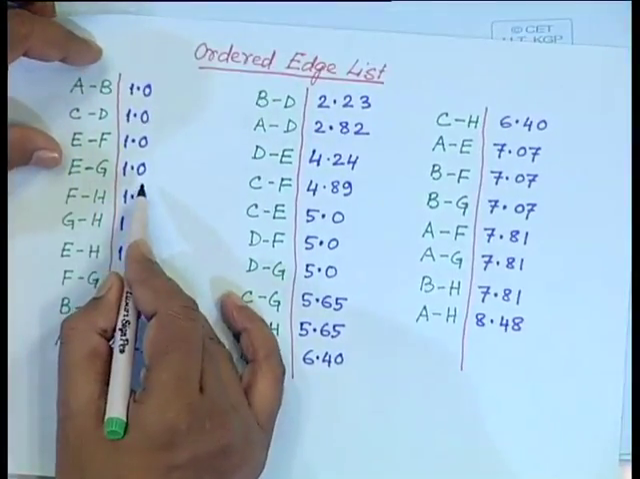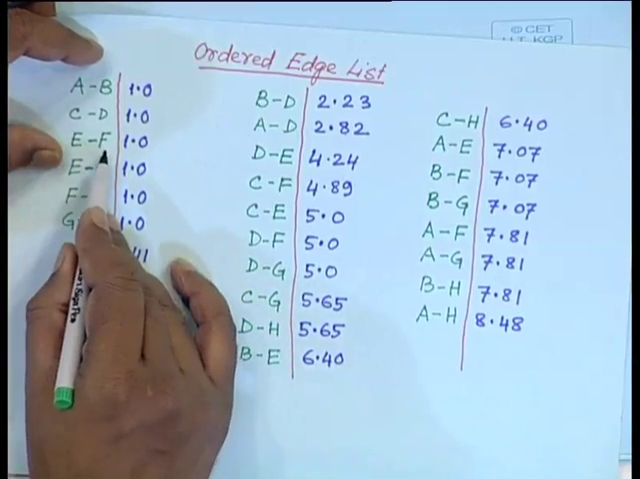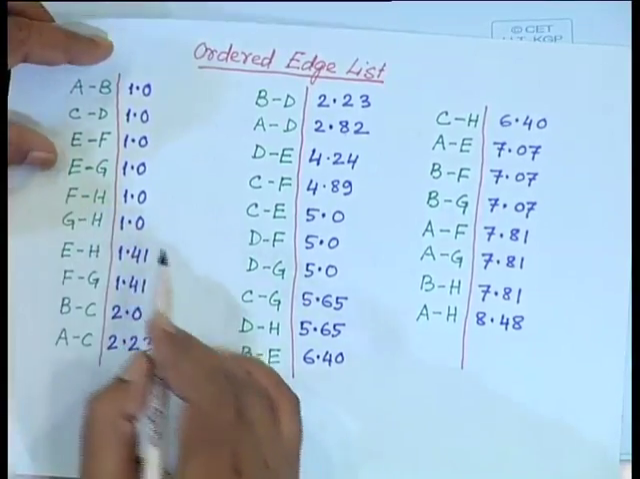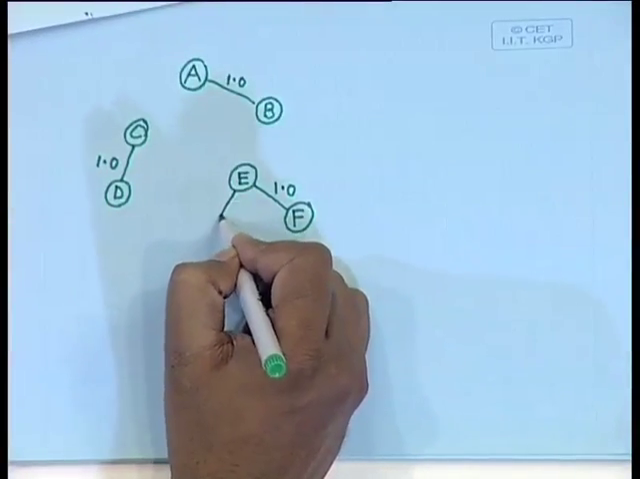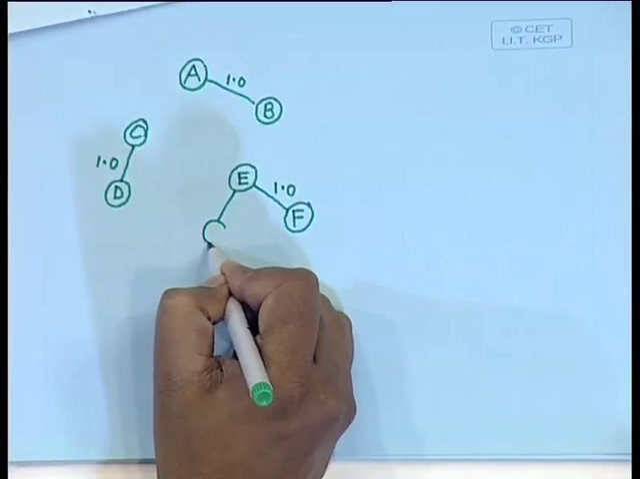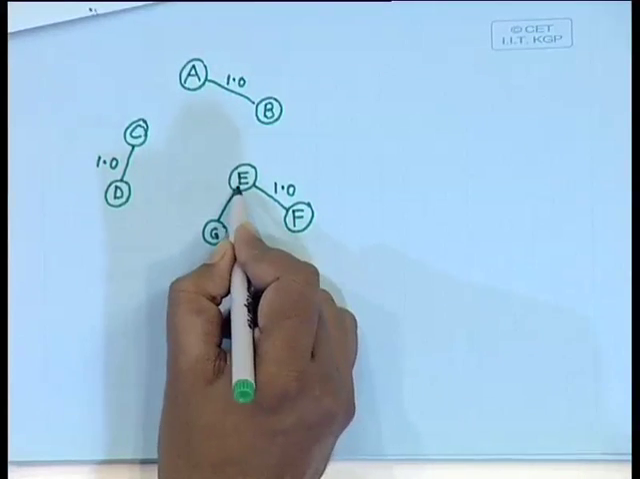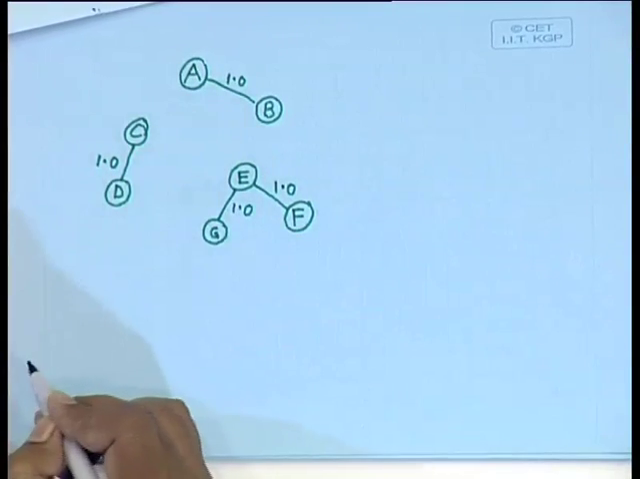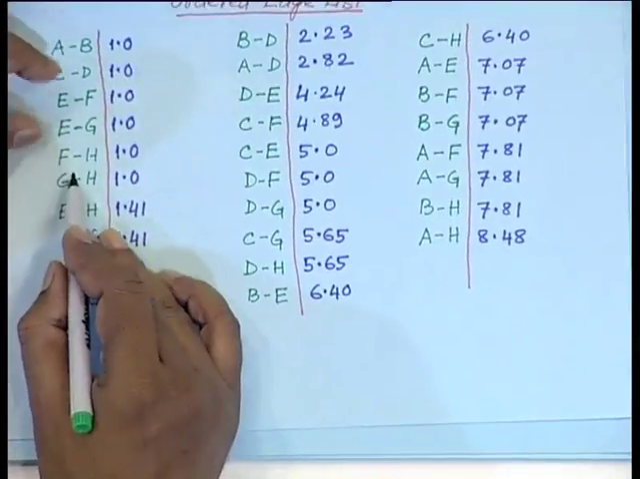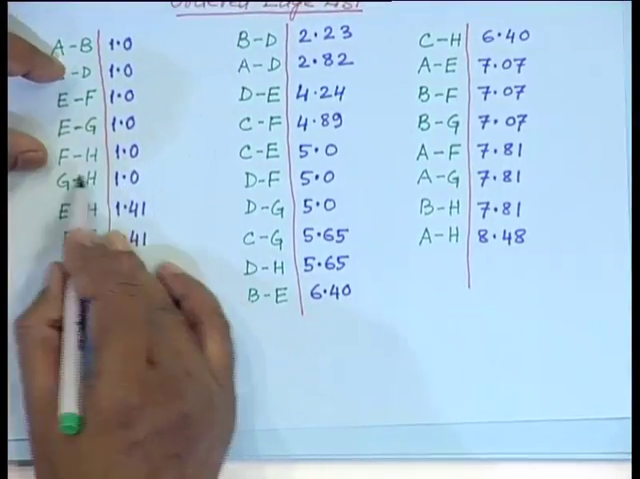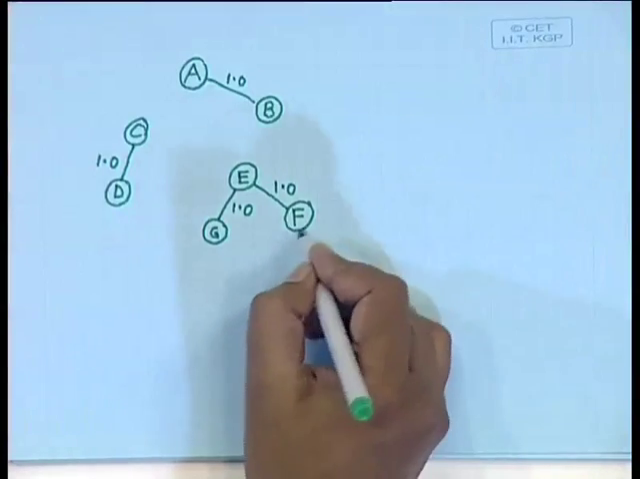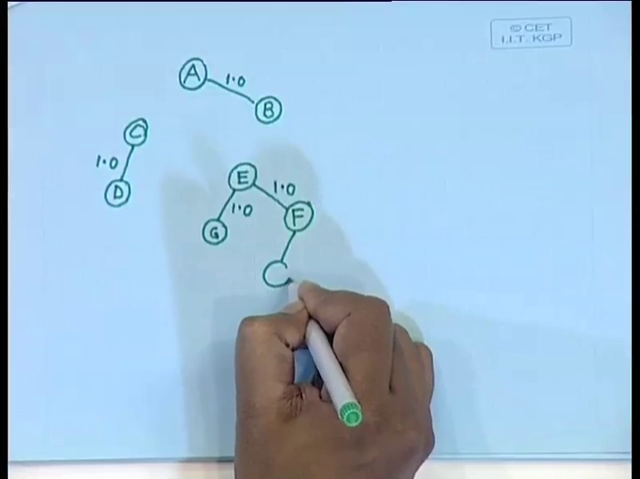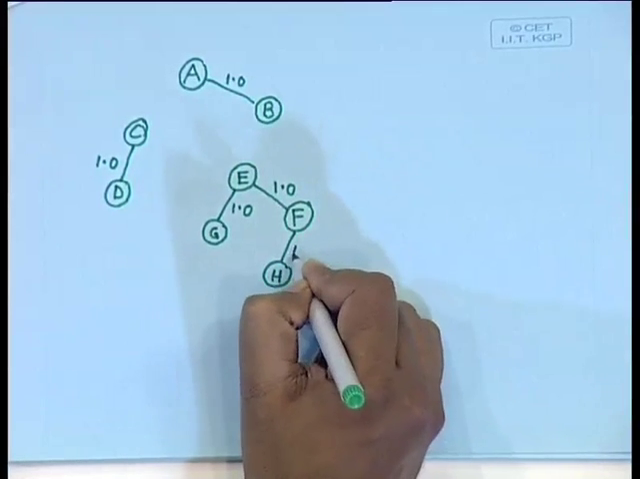Then E G. Okay. So, now you find that between E F and E G, the node E is common. So, I will include this E G and connect it to this existing tree by this edge E G, and its weight is also 1.0. Okay. The next one is F H, whose weight is also 1.0. F I already have. So, this is another node H with edge F H, and this weight is also 1.0.